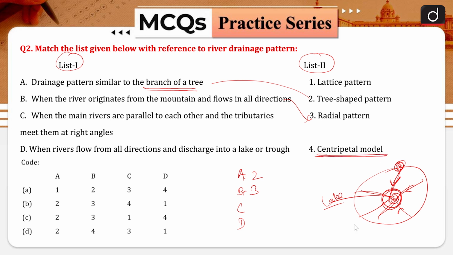You must have heard about centripetal force, which is a force working on the inward side of a circle, that is a radial force. So we can say that this is basically your centripetal. So D would be your 4. So 1 is left: 2, 1, 3, 4. Option C would be your right answer.